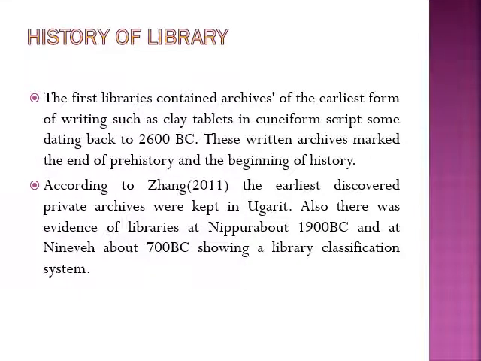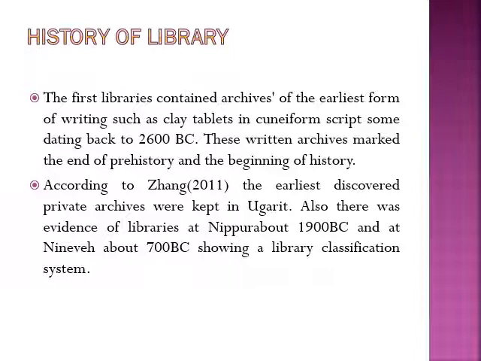So now, let's look at the brief history of library. Now, evidence shows that as far back as 2600 years BC, before Christ, there existed some form of writing on clay tablets in hieroglyphics. Now, this written archive, this written form of information, marked the end of prehistory, that is, things that happened before history, and they also marked the beginning of history, that is, recorded form of history as we have it now.